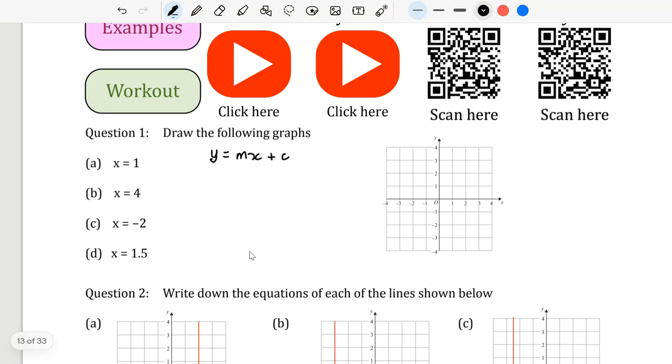So I've got to pick a coordinate where the x coordinate is 1. Where would you put one? A coordinate has 2 numbers. 1, 0, which is here, yeah? So 1, 0 is allowed. So we've got x equals 1. Could you give me any other coordinates that are allowed? 1, 1, 1, 2, 1, 4, 1, anything, yeah?